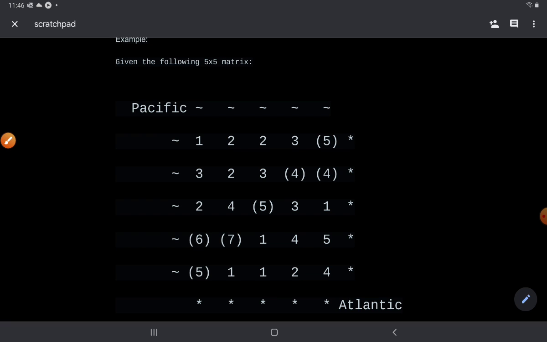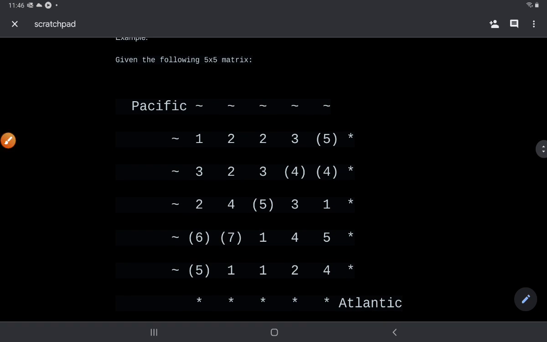As you see over here, this 5 is marked in parentheses, which signifies that water can flow to both the oceans from here. How? From 5 it could go to 4 to 2 and then enter the Pacific Ocean. Similarly from 5 it could go to 3 to 1 and then enter the Atlantic Ocean. So from 5 both the oceans are accessible. So it is marked in parentheses, and we have to find all those cells in this matrix which are accessible from both the oceans.